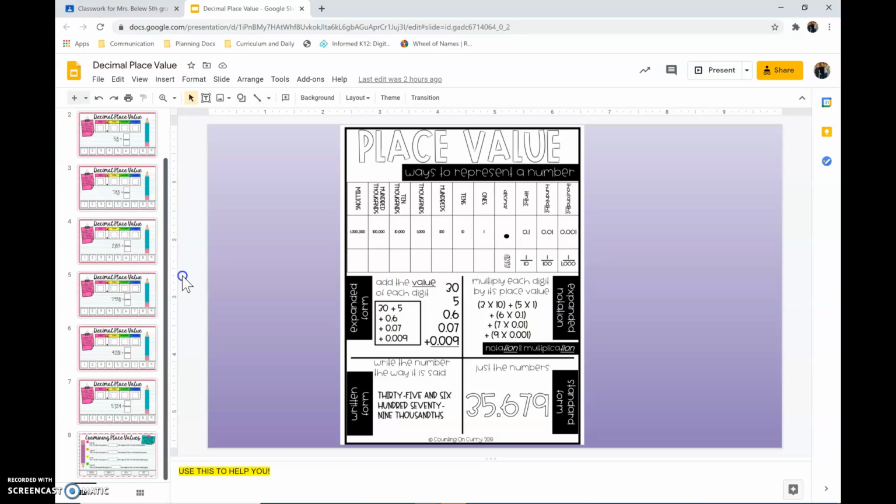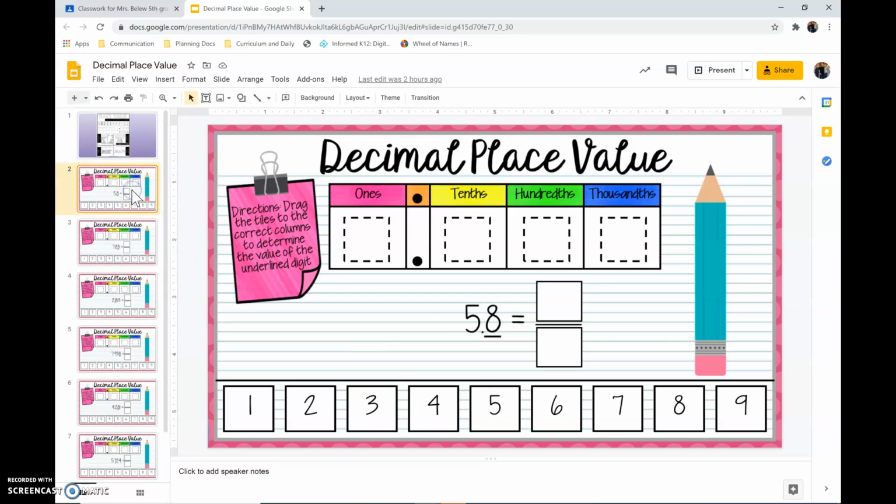I think there are 7. So I will do the first one for you so you don't have to do this one. It says drag the tiles to the correct columns to determine the value of the underlined digit. When it says tiles, it means these numbers right here. So I'm looking at this decimal number. It's 5.8, and the 8 is underlined. So I have to determine what place the 5 is in. Well, I know that the 5 is a whole number. It's in the 1. So I'm going to click and drag the 5 to the 1s.